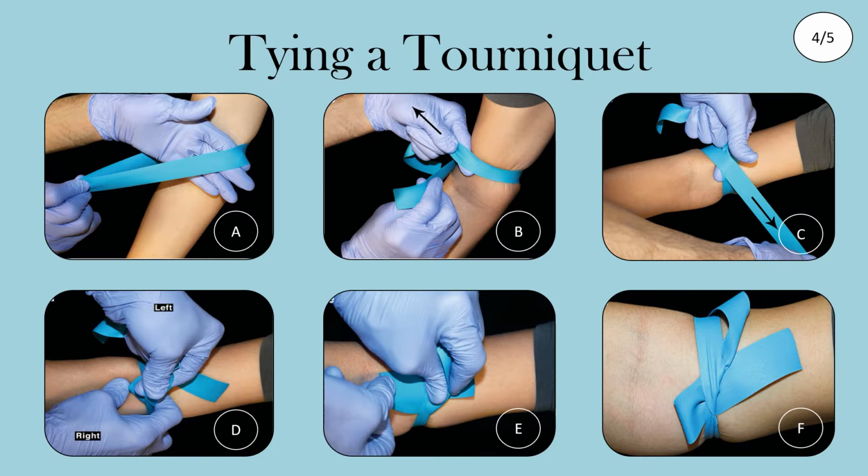Picture B. With your non-dominant hand, take the right side of the tourniquet and cross it over and above the left side. Leave that side pressed against the skin. Picture C. With your dominant hand, take the left side of the tourniquet and cross it under the right side. Picture D. Now tuck that left side underneath the right side. Picture E. Do not pull the strap all the way through. And picture F. Ensure that the tourniquet straps are not facing towards the patient's hand.